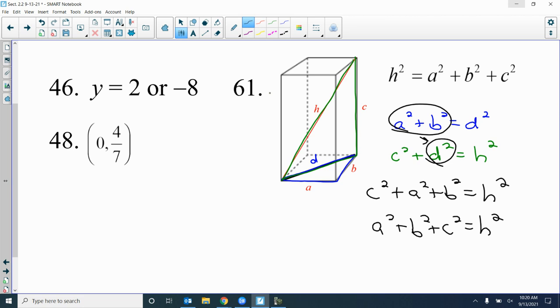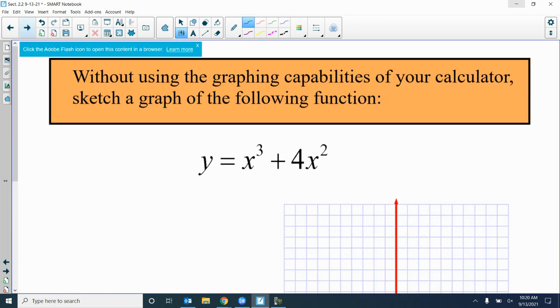All right, we good on everything else, though? Sure? All right. We're going to keep going in section 2.2 for this.